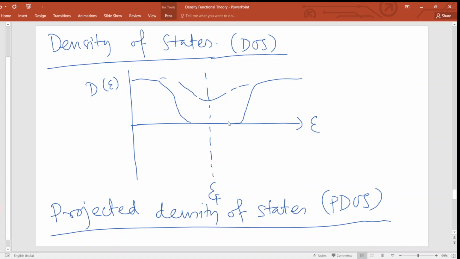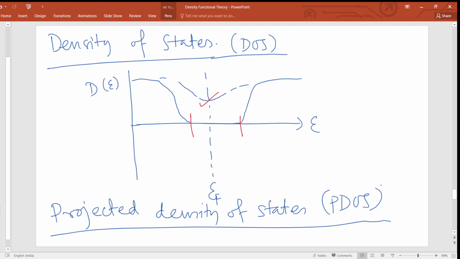Now, usually, if it is a semiconducting material, then you will have almost negligible or absent energy states within a certain window around the Fermi level. However, if it is a metallic state, then you will have a non-zero contribution at the Fermi level. So those things you can also get to know from here.